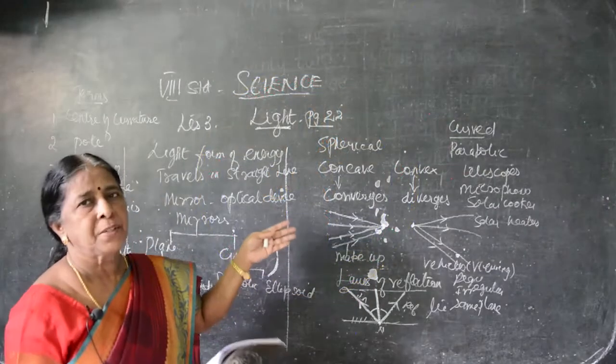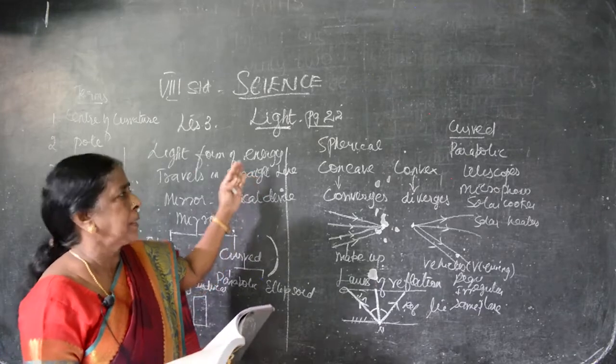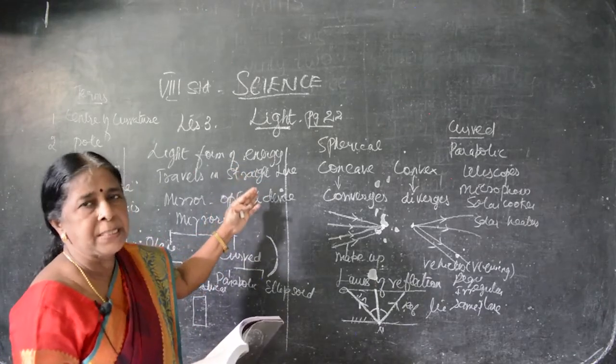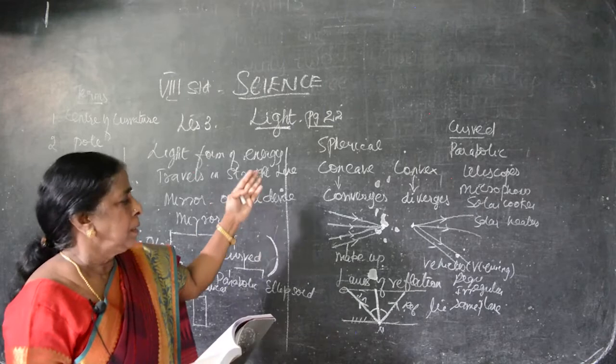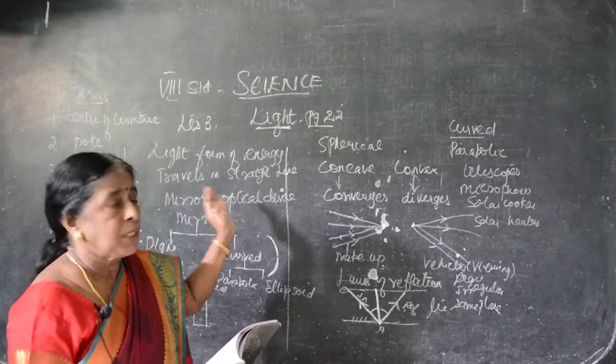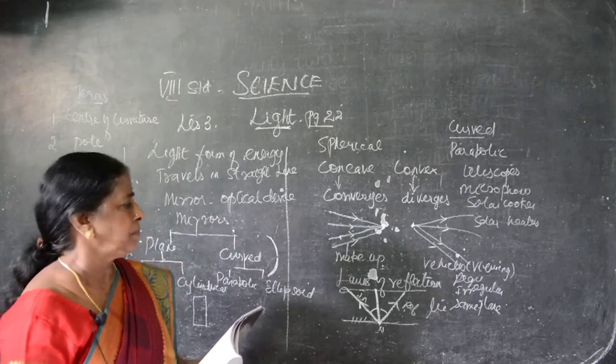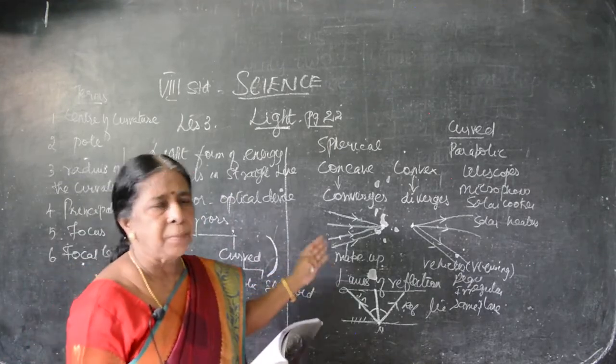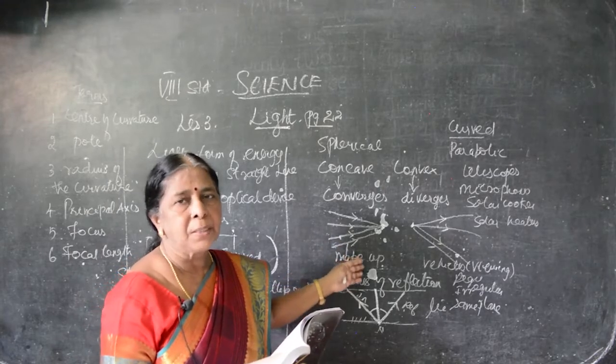Okay, let me continue, children. This is the second part I am taking. In the first part we have seen the basic things, the laws of reflection. Now we have to see what is multiple reflection and what are the consequences of multiple reflection. Multiple means many, how the reflection occurs many times.